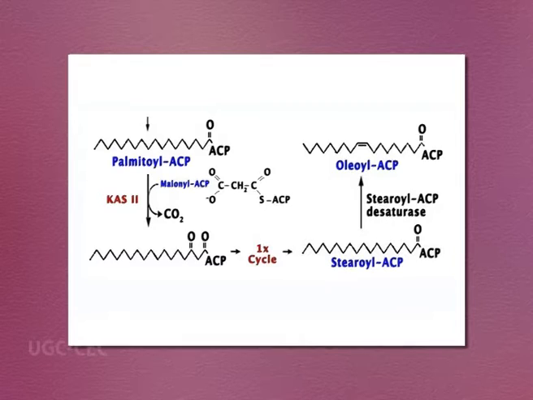It should be noted that these desaturases are specific for specific positions of the double bond. For example, palmitate and stearate serve as precursors of the two most common monounsaturated fatty acids, that is palmitoleate and oleate. Palmitoleate is 16 carbons long and oleate is 18 carbons long. Both of these fatty acids have a single double bond between carbon number 9 and carbon number 10.